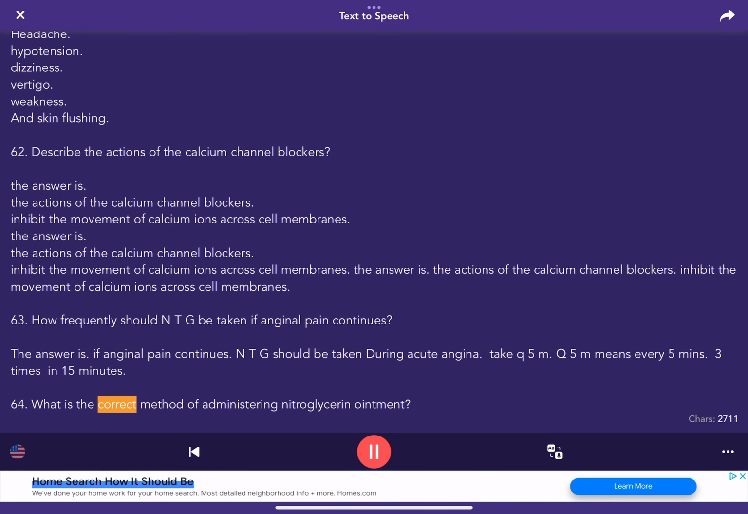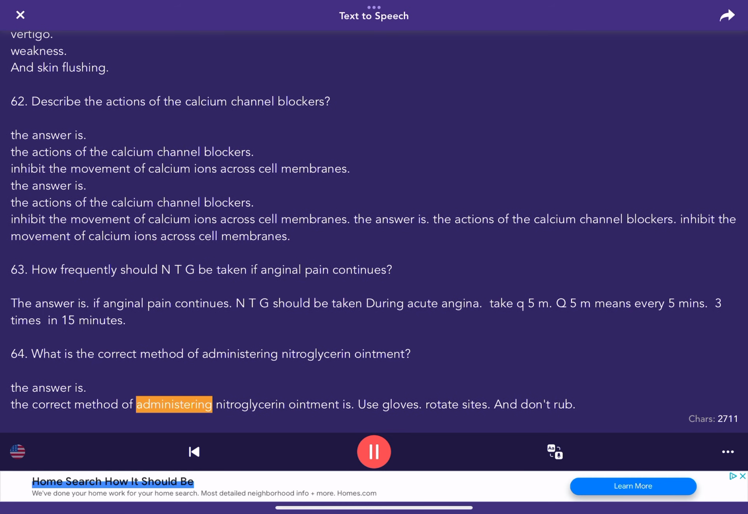64. What is the correct method of administering nitroglycerin ointment? The answer is, the correct method of administering nitroglycerin ointment is, use gloves, rotate sites, and don't rub.